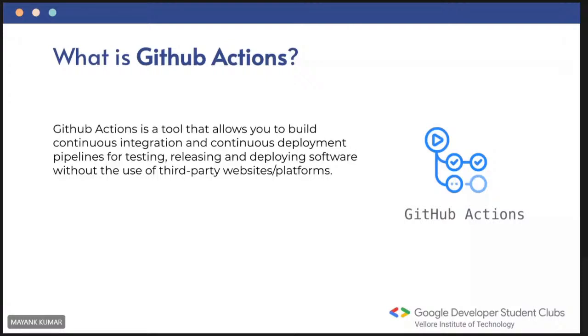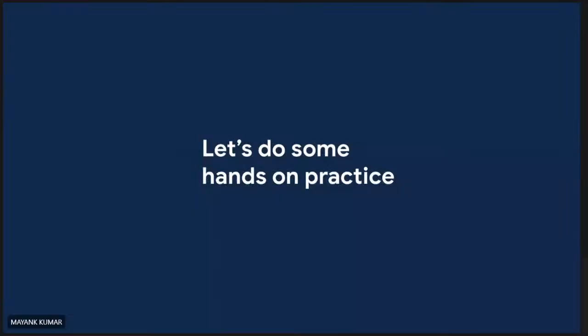Now let's go ahead and try to do some practical work. Let's do some hands on practice with whatever we have learned. We are going to be building a CI/CD pipeline using GitHub Actions, and we will be deploying our application on Google Cloud App Engine. Okay, let's go ahead and do that. I will stop sharing my screen, and I will screen share my full screen now. Okay.